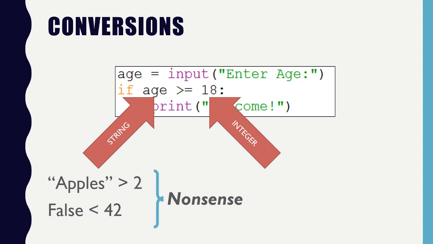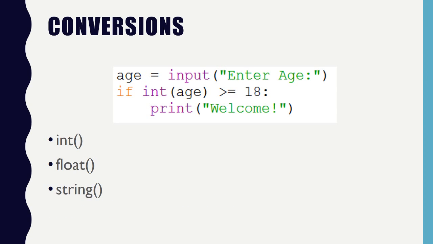That just doesn't make any sense. We can only make comparisons between similar types. So in this case, we have to tell the computer to treat the age variable as an integer, and we're going to compare age as an integer to the number 18 to determine whether or not our user is an adult. We also can cast to float or string using similar functions.